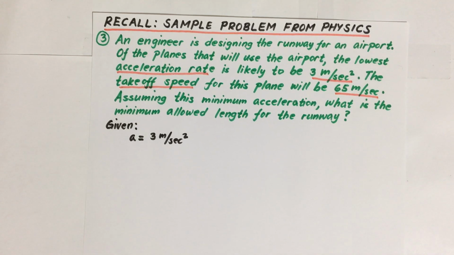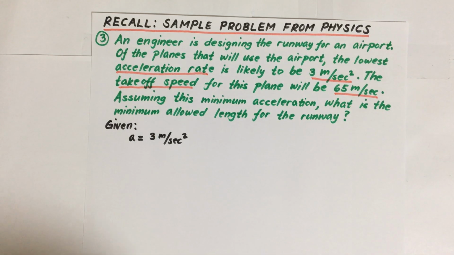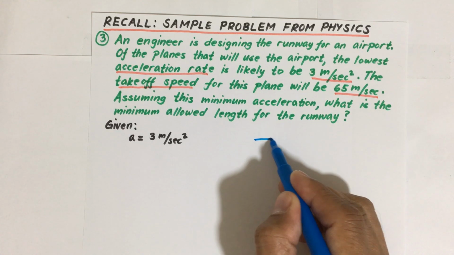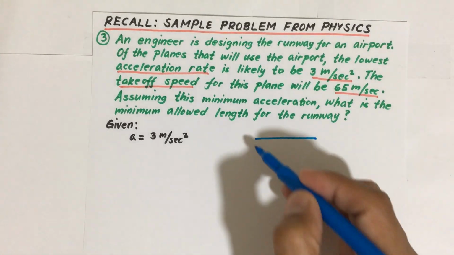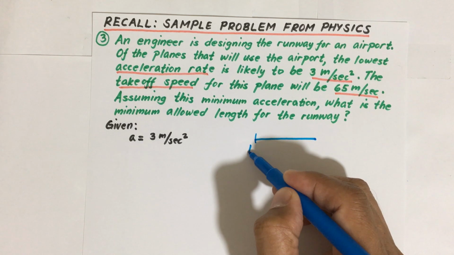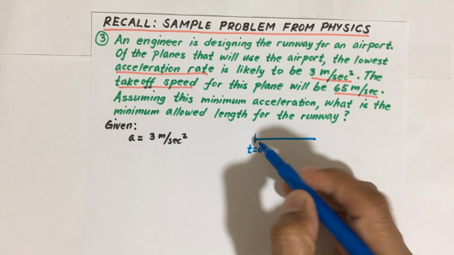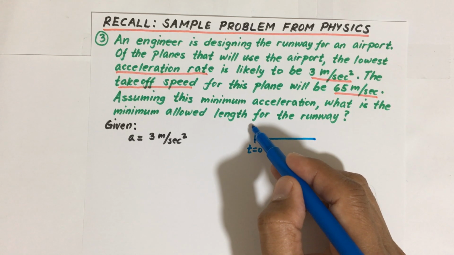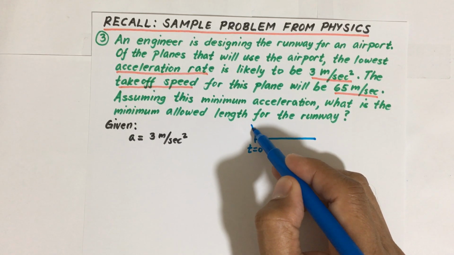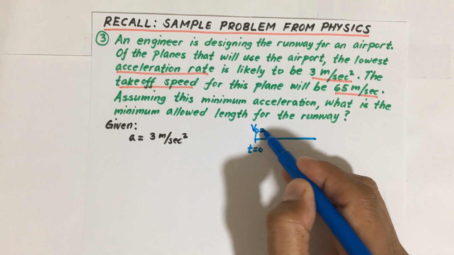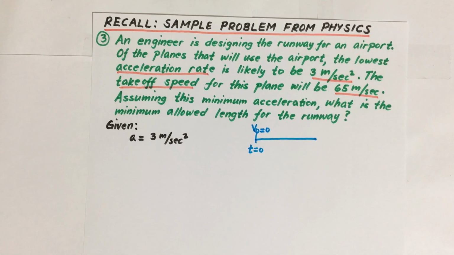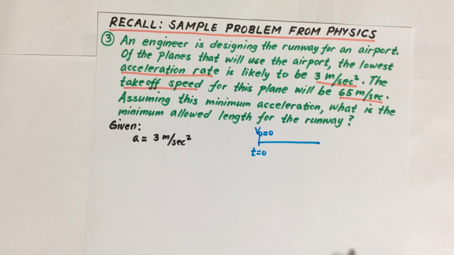So what does it mean, takeoff speed? How do you understand that, class? If this is the runway, all right, at t equal to 0, it means that the plane is at rest, it's not moving yet. So it means that the initial velocity is equal to 0, right? So takeoff speed means that it is the speed.